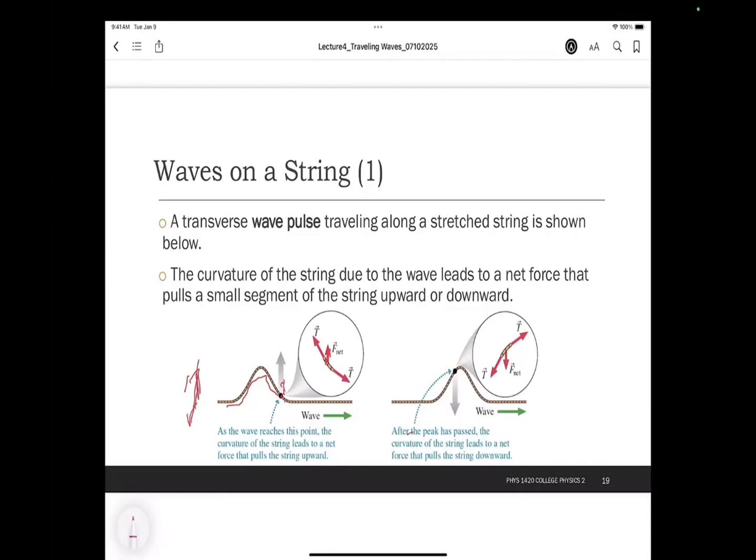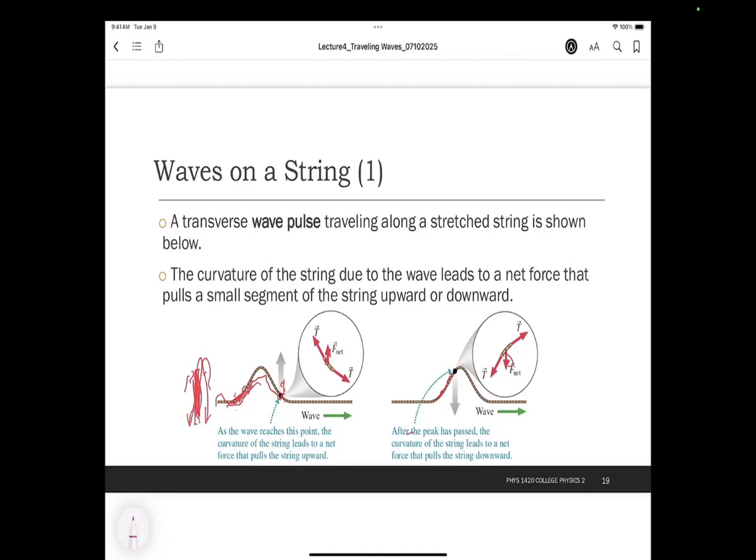Because you can see, if you move this string up and down, you give it energy. This energy generates a force, and at this point, for example, this force will push the string upward. Then after the peak passes, the curvature of the string leads to a net force that pulls the string downward. Does it make sense to you?